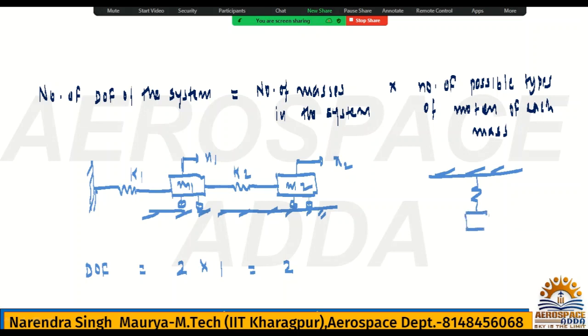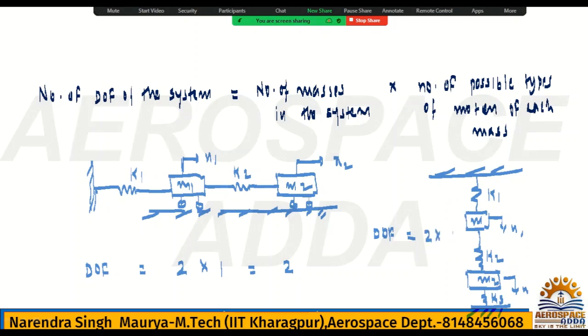This is the mass m1, and this is the mass m2. For this also, check: this is x2, and this is x1, right? And here a spring can be fixed. This is k3, this is k2, and this is k1. Here also, if we find the degree of freedom, how many masses do we have?